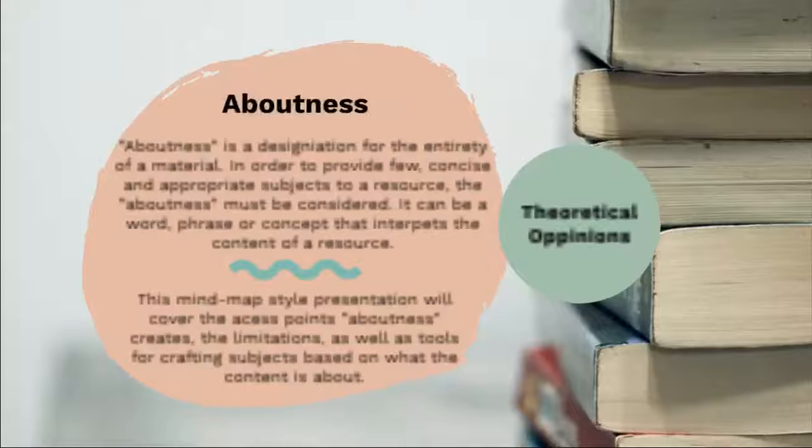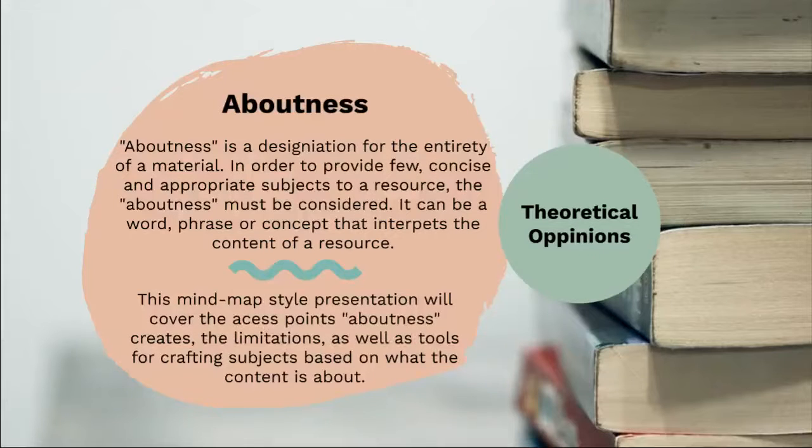Aboutness. Aboutness is a designation for the entirety of a material. In order to provide few, concise, and appropriate subjects to a resource, the aboutness must be considered. It can be a word, phrase, or concept that interprets the content of a resource. This mind map style presentation will cover the access points aboutness covers, the limitations, as well as tools for crafting subjects based on what the content is about.